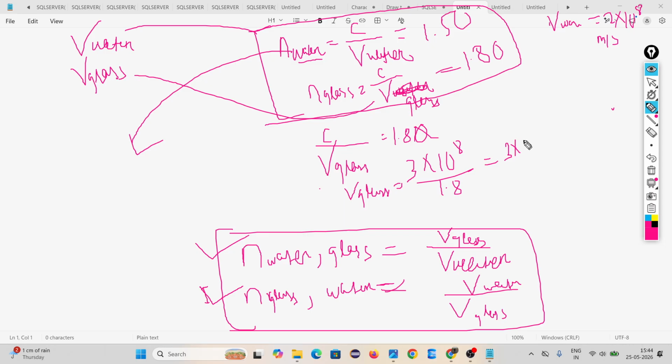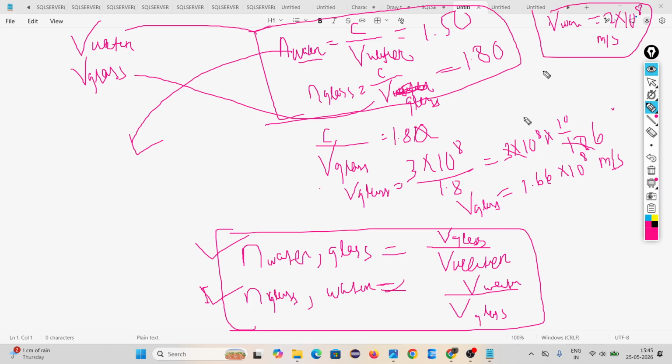Then 3 into 10 to the power 8 into 10 upon 18. 10 upon 18, if you cut, it becomes 6. So if you finalize the answer, you will get 1.66 into 10 to the power 8 meter per second. This is nothing but the speed of light in glass. Now you have found two things: the speed of light in water and the speed of light in glass. Now we can easily find this one.